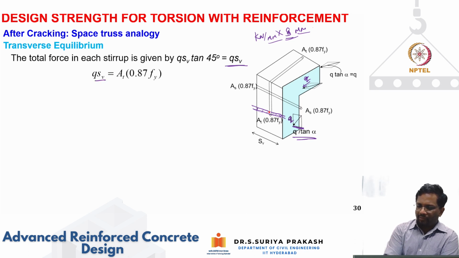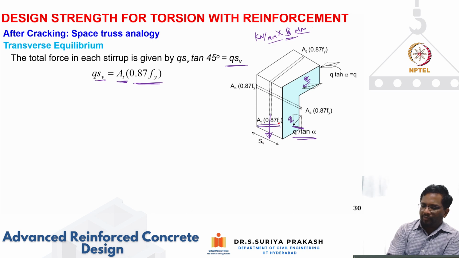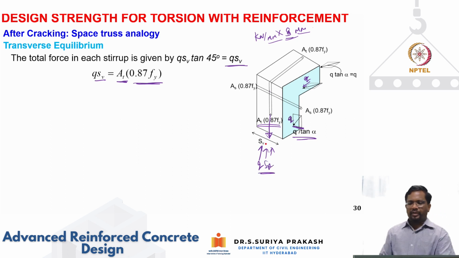That has to be resisted by only the transverse reinforcement. Now, what is the maximum force that the transverse reinforcement can take? Area of that bar multiplied by the yield stress, which is 0.87 fy. According to the IS code, with the partial safety factor, the maximum stress it can take is 0.87 fy. So if I look at this element, the total force offered by this is At into 0.87 fy. This has to be resisted by Q into Sv, which is the force. That is what we are equating as the transverse force equilibrium. Then I can find an expression.